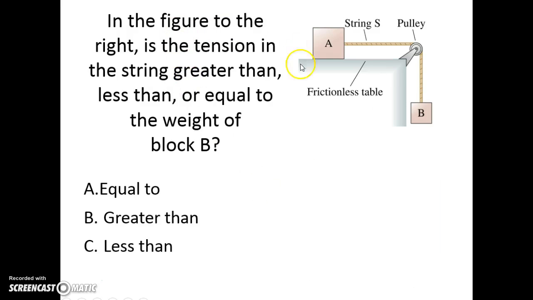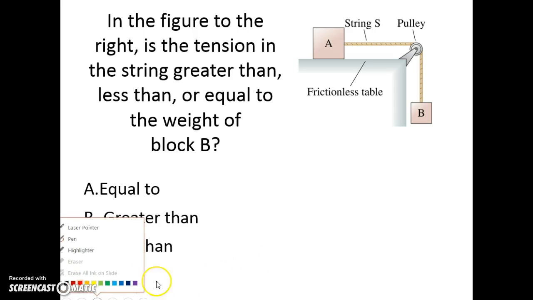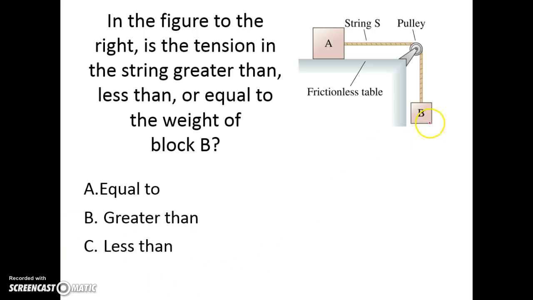Alright, so in the figure to the right, is the tension in the string greater than, less than, or equal to the weight of block B? If I'm looking at this system, probably the key thing here is that block A is sitting on a frictionless table. And so again, this force here is going to be the weight of B, and that would equal the tension.